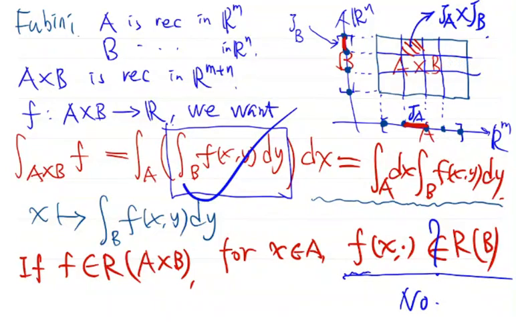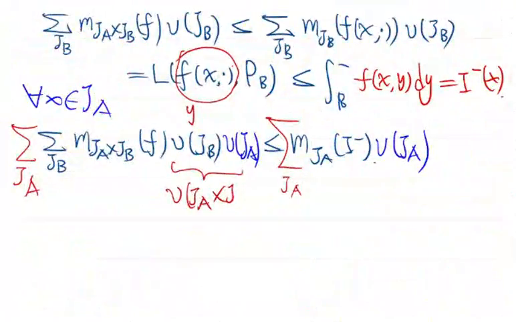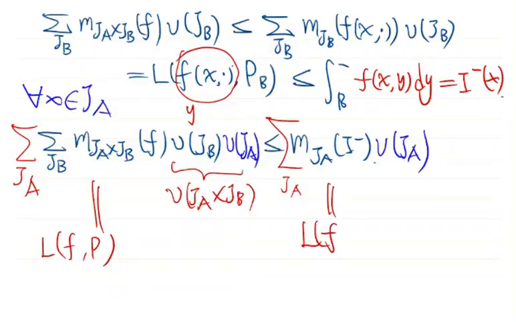So when we sum up, the left hand side is nothing but the lower sum of our function f with respect to the partition P of the Cartesian product rectangle A cross B. And the right hand side is L of I minus with respect to P_A, as you can check. So this proves our inequality. This proves the inequality we mentioned.